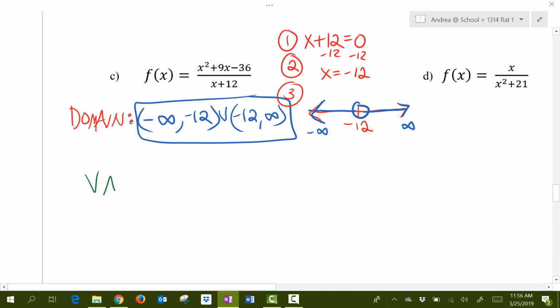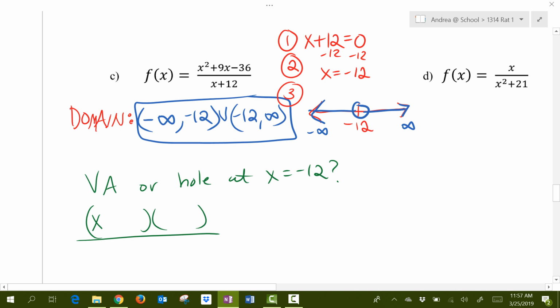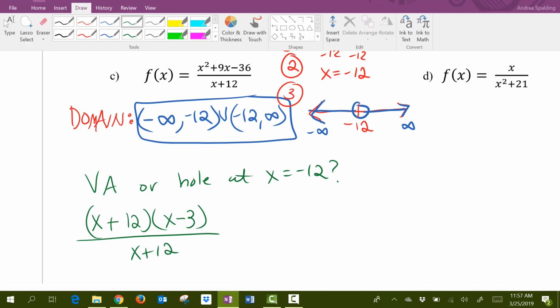So our next question is, do we have a hole or a vertical asymptote at x equals negative 12? To answer this question, we will factor the numerator and the denominator. In this case, the numerator will factor as x times x. What do we have? Opposite signs. We have a positive 12 and a negative 3. Our denominator will not be able to factor, so that's just x plus 12.